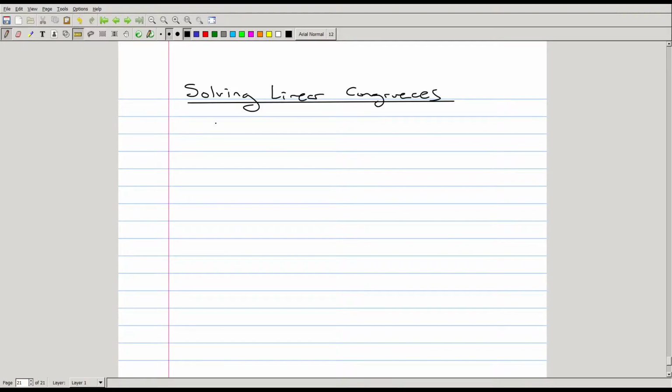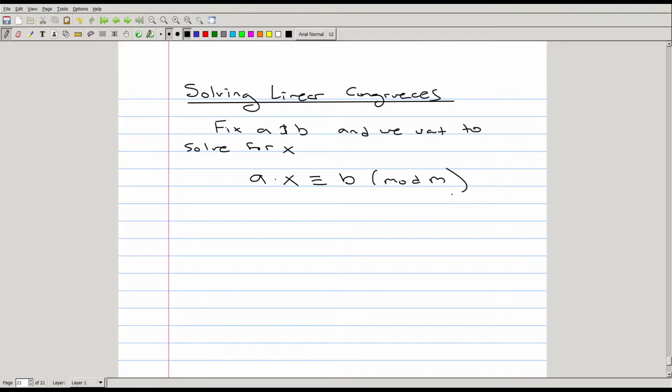So suppose we have a fixed A and B, and we want to solve for x in the equation A times x is congruent to B mod M for some M. You cannot just divide through by A, even if B is divisible by A. We need A and the modulus to be relatively prime to one another to be able to do this.